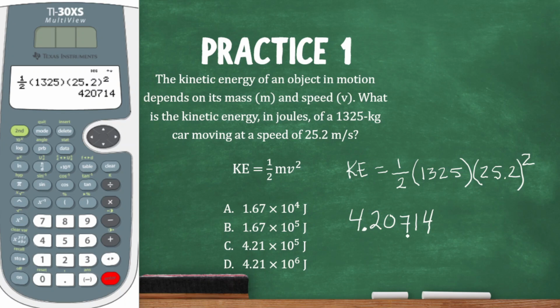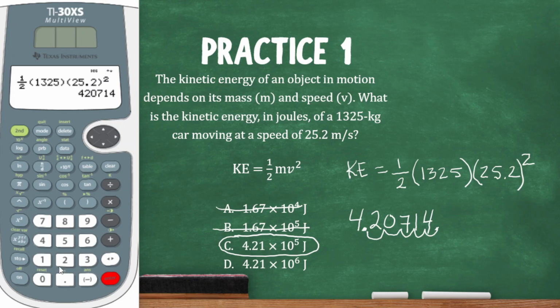And how did we get there? Well, there was an invisible decimal point here at the end of the number, and we moved back 1, 2, 3, 4, 5 places to get there. So we would have to go 5 places forward to get back to our number on the calculator. If we rounded this decimal, it would be 4.21, so we can see that A and B are not the correct answer, and we see that C, 4.21 times 10 to the 5th joules, is our answer.